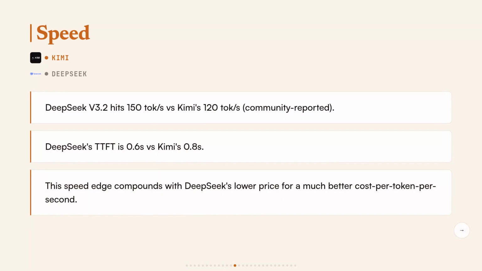That said, the throughput gap and the latency gap both favor DeepSeek, and when you stack that speed edge on top of the price edge, DeepSeek's cost per useful token per second is pulling even further ahead than the raw pricing alone suggests.